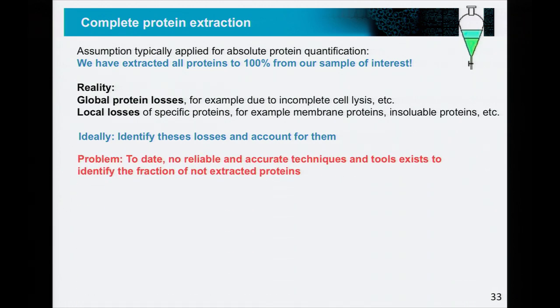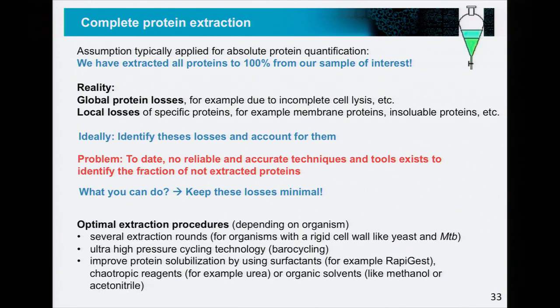The problem is that, at least to my knowledge, there is no reliable technique out there that can do that. There exist no tools that tell you how much of the protein fraction was not extracted during your cell lysis protocol. If you find something like that, let me know. I would be very interested in that. So what people do is try to keep these losses minimal, which means you need to think about the cell lysis and protein extraction protocol much more when you do absolute quantification than when you do relative quantification.